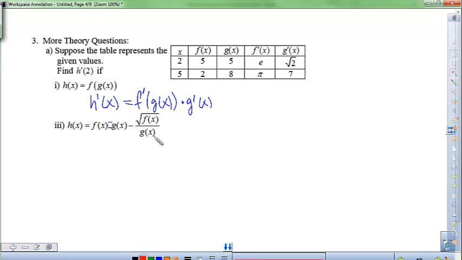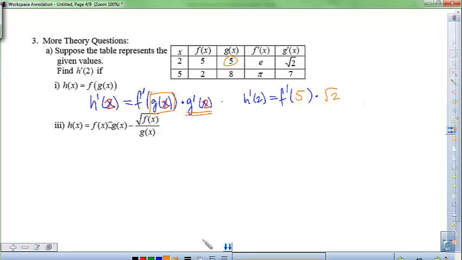And so if we want to put 2 in for x, what do we have here? So h prime of 2 is going to equal f prime of g of 2. Let's take this to be the first value that we find. This is just a regular g evaluated at 2, and that's 5, times g prime of 2, and so we'll find this one, g prime at 2 is square root of 2.